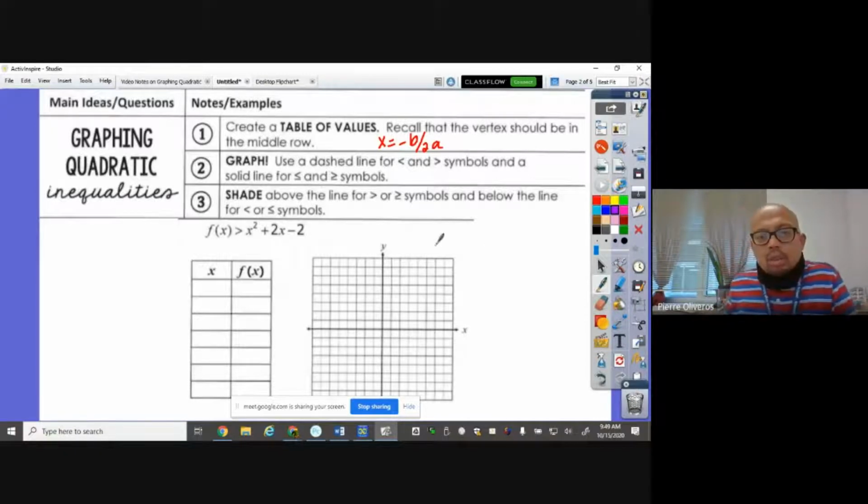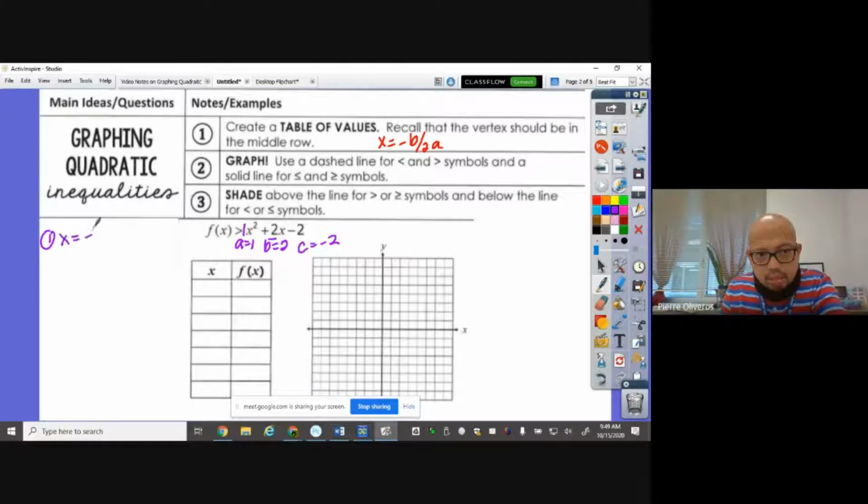So let's look at this first item here. f of x is greater than x squared plus 2x minus 2. Again, the value of a here is 1, the value of b here is 2, and c here is negative 2. Applying the formula for the vertex, x equals negative b over 2a, so x equals negative 2 over 2 times 1. That will give us negative 2 over 2, which is negative 1.